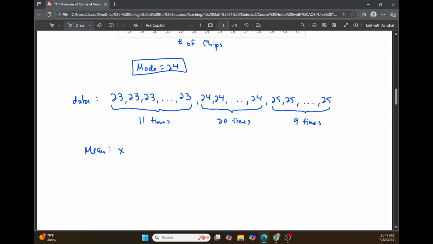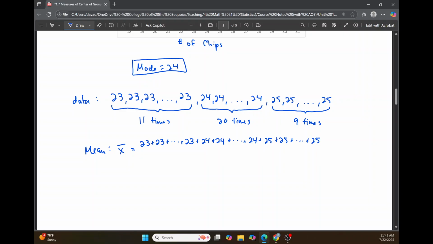So for the mean, for example, the sample mean x bar, to calculate this, what I would want to do is add up all of the values and then divide by the number of values, right? So I would add up 23 plus 23 plus 23, right? And I would want to do that 11 times. And then plus 24 plus 24 plus 24, and I would want to do that 20 times. And then I'd want to add plus 25, plus 25, plus 25, and I'd want to do that 9 times.